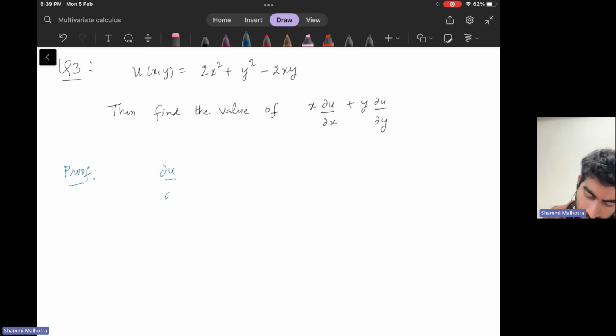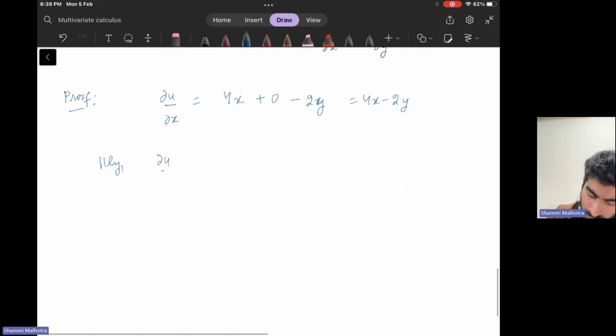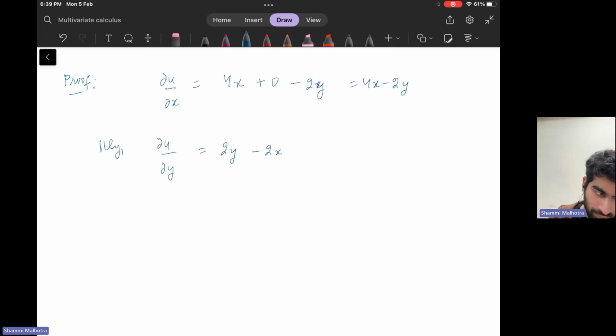So del u by del x: I just have to differentiate with respect to x, keeping the y variable constant. The first term will be 4x, this term will be 0, and this is twice of y. Sorry, minus twice of y. So this is 4x minus 2y. And similarly, del u by del y, if I calculate, turns out to be 2y minus 2x. Okay.